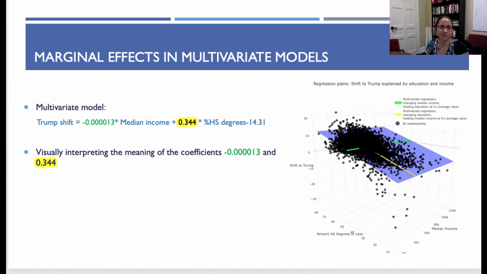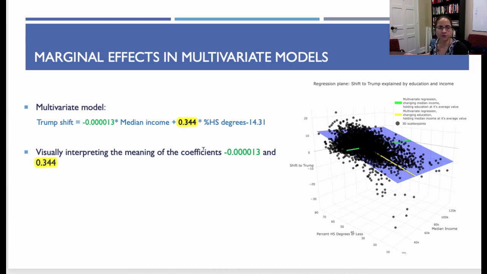So Trump shift is predicted by a coefficient on median income, negative 0.000013. This has an extra 0 compared to the prior regression that involved income, plus 0.344 times high school degrees or less, plus a constant 14.31. This time that constant is indicating where does the regression plane hit the xy is equal to 0 line.